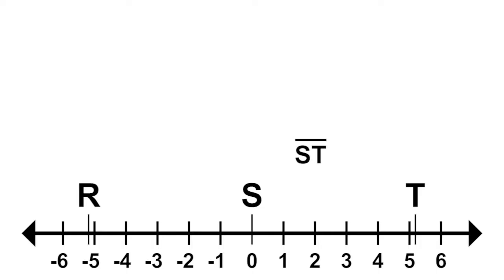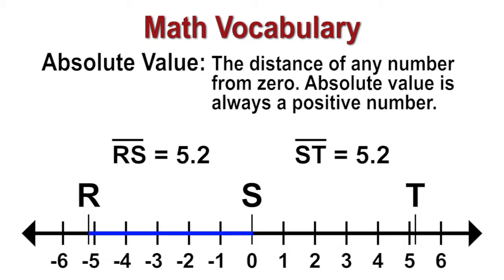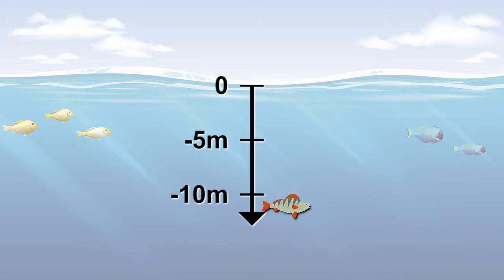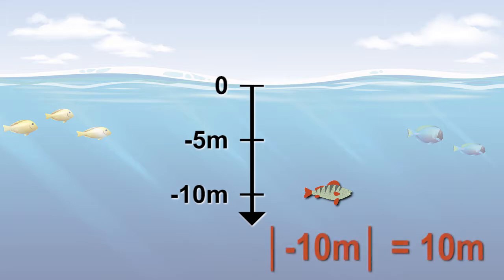Line segment ST, or the distance from point S to T, is 5.2 units long. Line segment RS, or the distance from point R to point S, is also 5.2 units long. We call this distance absolute value. Whereas -10 meters may refer to the elevation of a fish in the ocean, meaning that the fish is 10 meters below the surface of the ocean, the absolute value of -10 meters is 10 meters, meaning that the distance of the fish to the surface of the ocean is 10 meters.